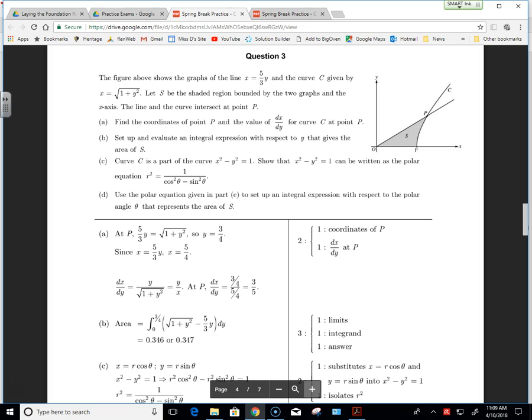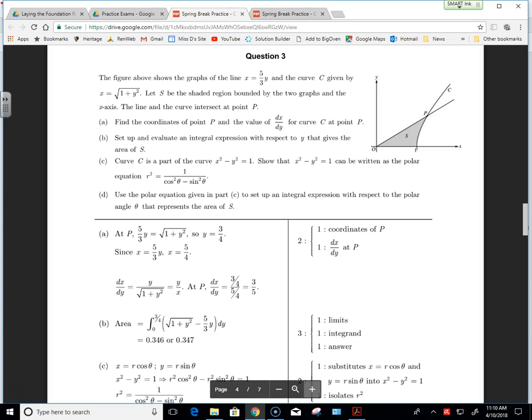Okay, so then in part D, use a polar equation given in part C. All right, so what did they give us in part C? They gave us the curve in rectangular form, but then they went ahead and they gave it to us? Look at you guys, spoiled rotten. You could have figured that out. Anyway, they gave you a nice polar form, a nice conversion, okay, for curve C. Use the polar equation given in part C to set up an integral expression with respect to the polar angle theta. So it needs to be d theta, that's all it's saying. That represents the area of S.